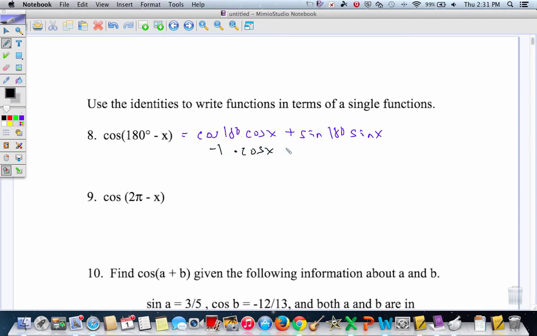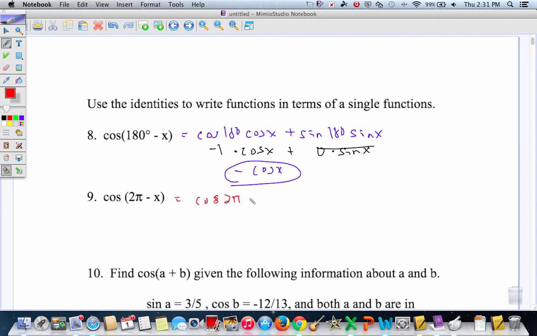We'll make our substitutions in here. The cosine of 180 is -1. The sine of 180 is 0. 0 times anything is 0. So we wind up with a simplified version here of negative cosine x.